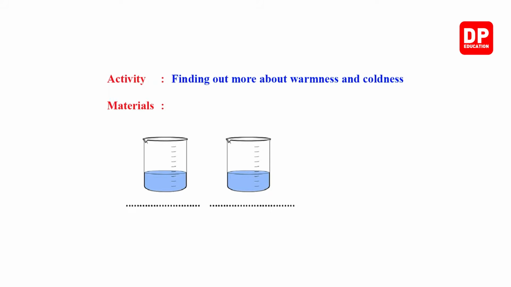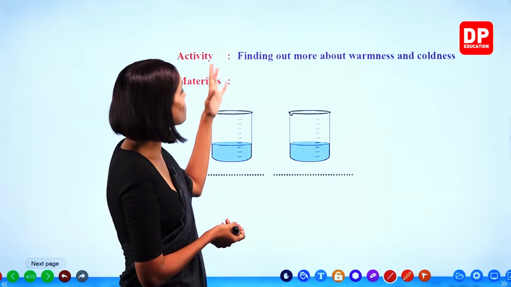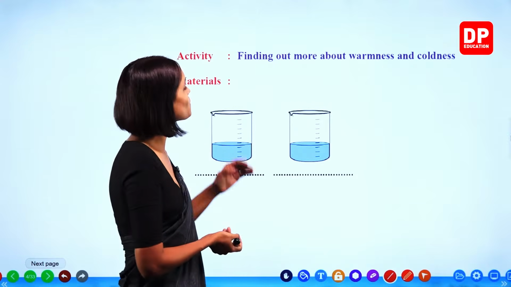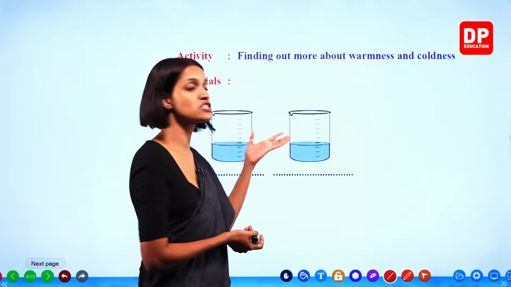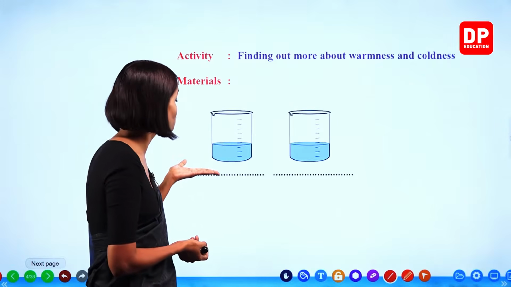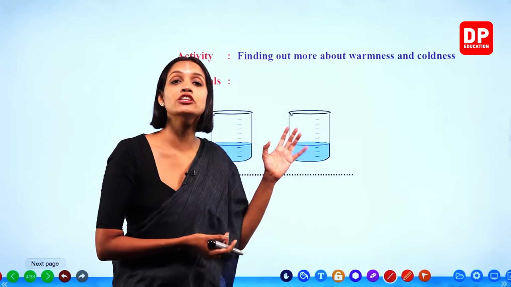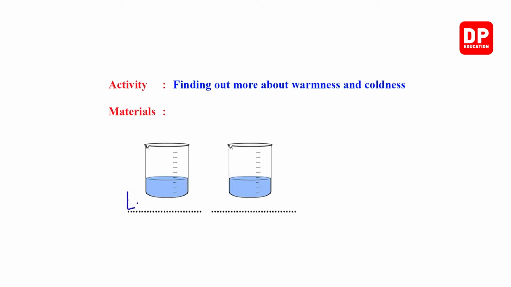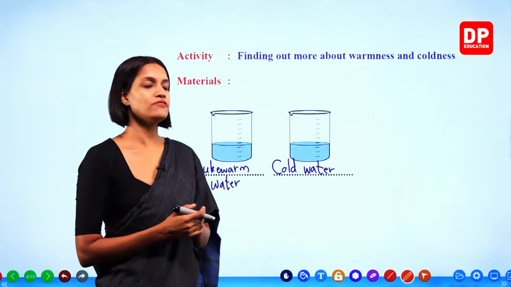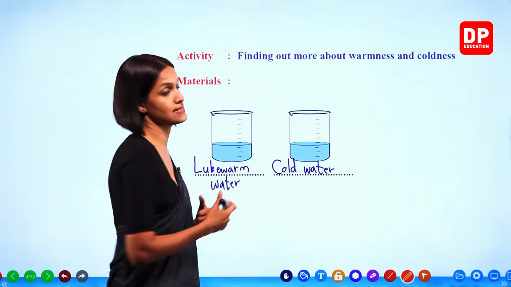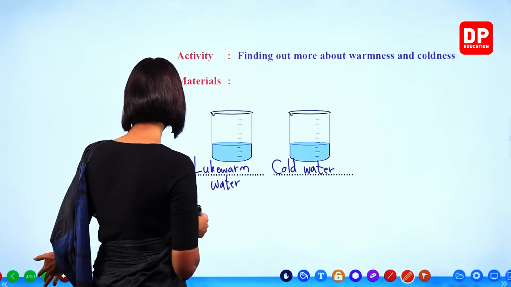So we have this activity to do, finding out more about warmness and coldness. So what do we need? We need two vessels of water. One should be filled with warm water, lukewarm water, not very warm, right? And the other one should be filled with cold water. We have to take two similar vessels. Right, children? So how to do this activity?